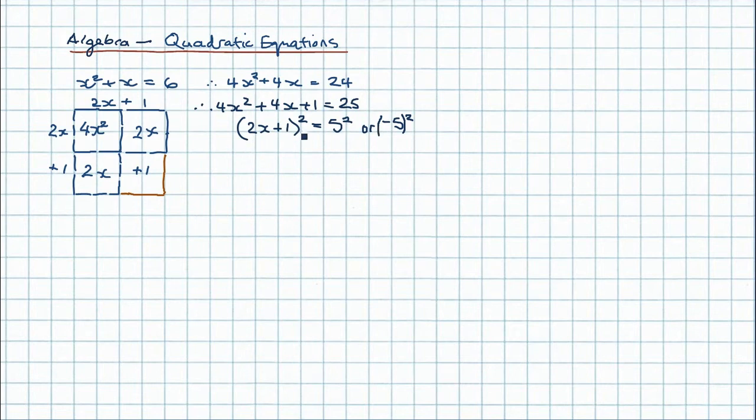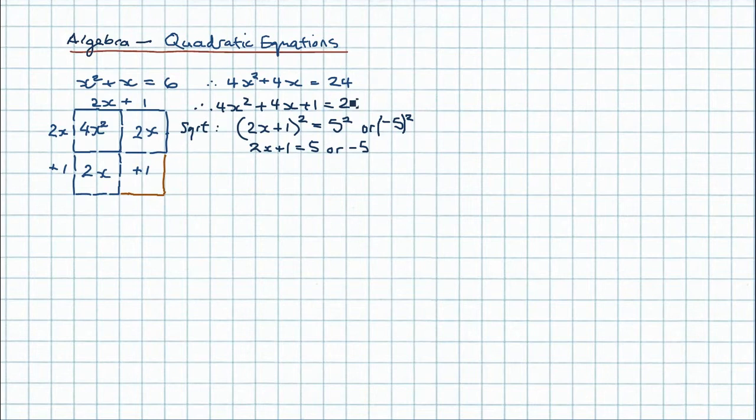So what have we got here? We've got a square root operation here. So if we square root 2x plus 1 on this side, let's write that so we are clear what's going on. We're going to square root both sides. The square root of 2x plus 1 squared is obviously just 2x plus 1. And on the other side, the square root of 25 is obviously 5 or minus 5. Okay?